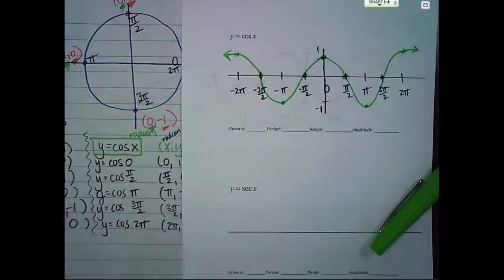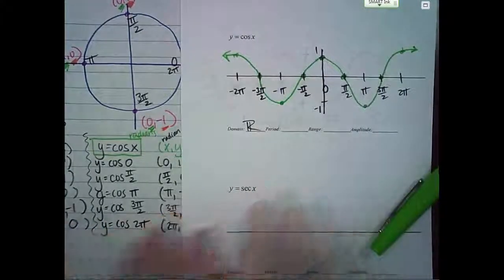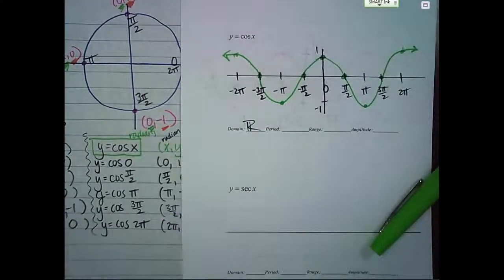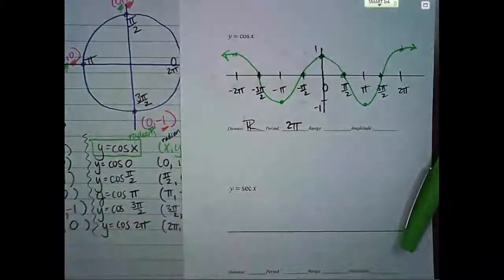That's the domain. What do you think? How far can we go? How many times can we wrap around the unit circle? Because that's my input, right? The radians. Okay, all around. Look at your picture even. Just keep going. How much of the graph? How many rotations do we have to make to see the whole graph? So 2 pi. What's my range? -1 to 1.